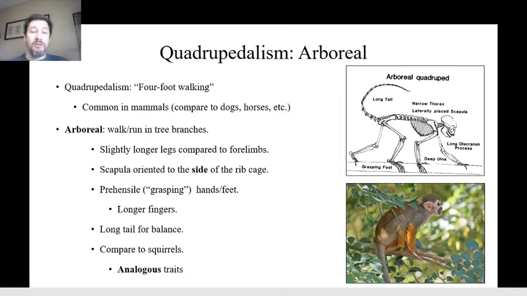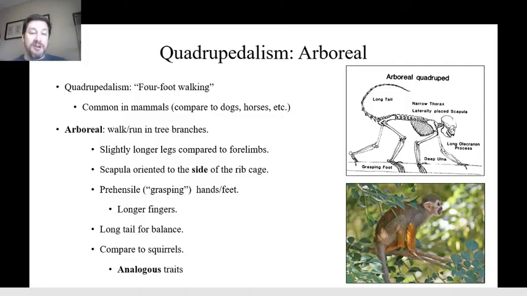And then arboreal quadrupedalism just means you're walking and running in the tree branches. So arboreal is just Latin for having to do with trees. And so there's lots of arboreal animals, right? It's not limited to primates, but they all have similar adaptations. So what are the adaptations for arboreal quadrupedalism? You're going to have slightly longer legs compared to your forelimbs because you're mostly using your legs to propel yourself and your forelimbs to grasp onto things.